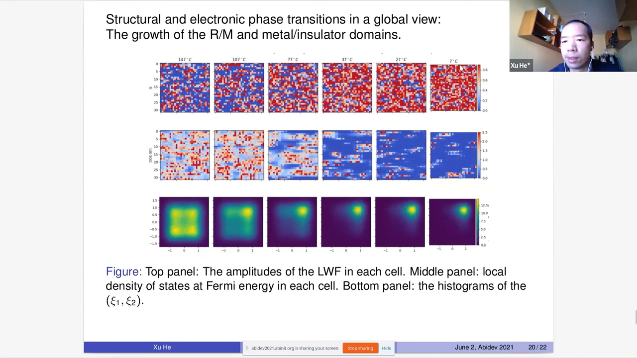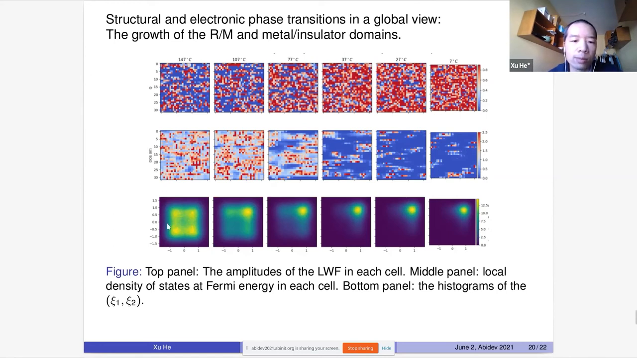At no temperature the amplitudes are larger, and at high temperature we could see that we have different domains forming. We could then calculate the electron density of states at the Fermi energy for each point. We could see that at no temperature, most of them are insulating, and at high temperature, we have many points with finite density of states.